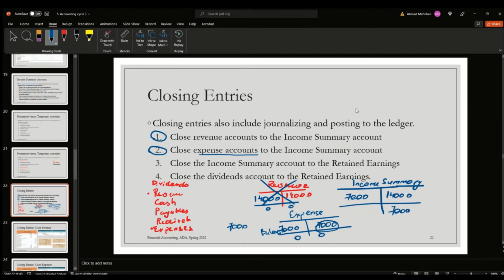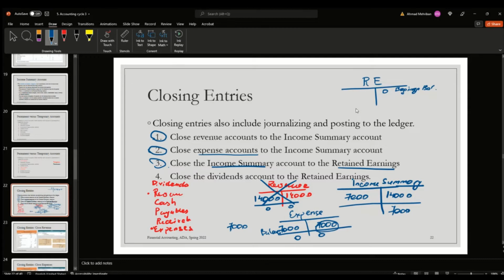But yet again, the fourth step is to close the income summary account to a retained earnings account. And retained earnings, depending on our operations, might have some kind of original balance or might have 0 balance. Let's say beginning balance is 0. And now we have these 7,000 in the income summary.